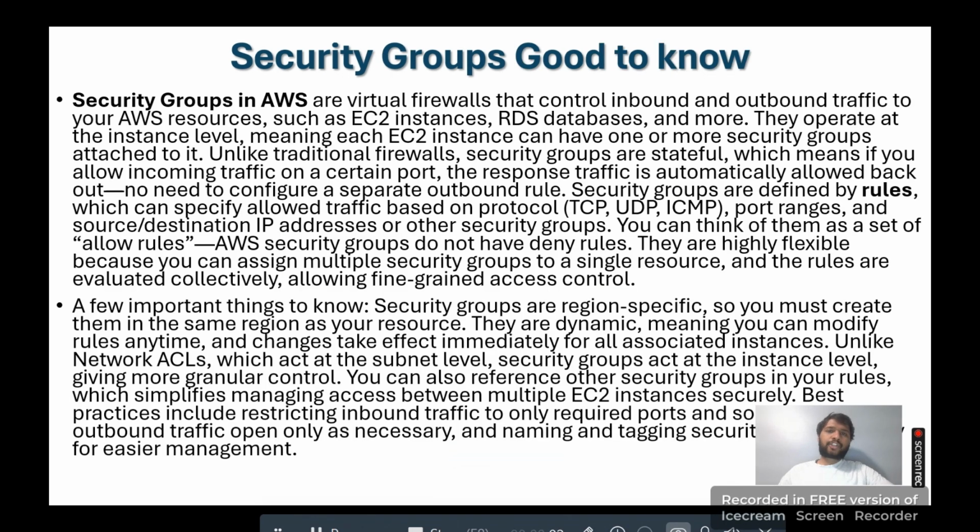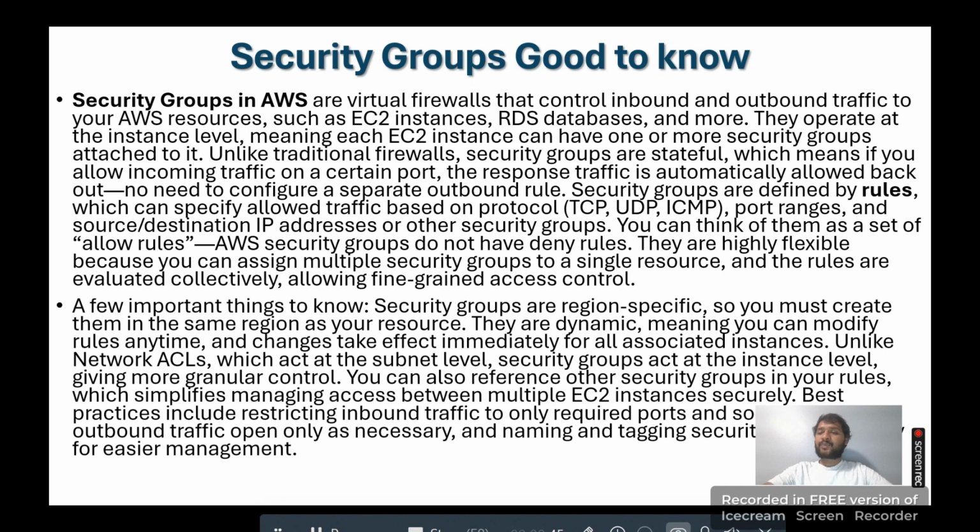Now next is security groups: good to know. Security groups in AWS are virtual firewalls that control inbound and outbound traffic to your AWS resources such as EC2 instances, RDS databases, and more. They operate at the instance level, meaning each EC2 instance can have one or more security groups attached to it. Security groups are stateful, which means if you allow incoming traffic on a certain port, the response traffic is automatically allowed back out. No need to configure a separate outbound rule.